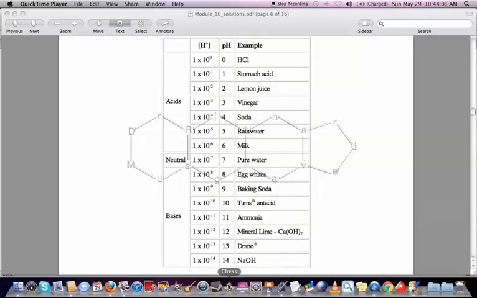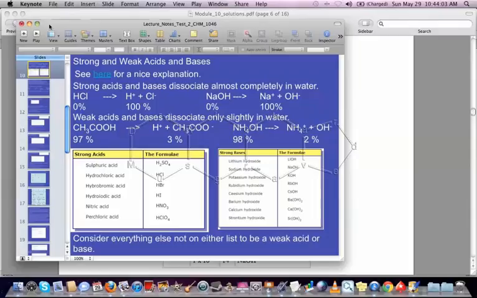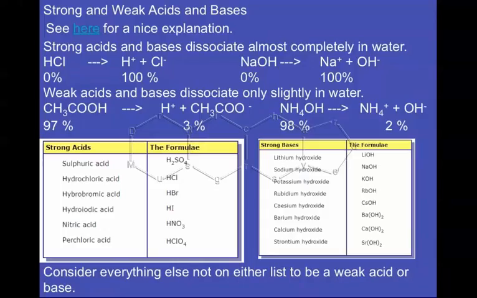Let's take a look at how we know when acids are strong and weak, or when bases are strong and weak. The strong acids, or the ones we know that are strong, are these ones here: sulfuric, hydrochloric, hydrobromic, hydroiodic, nitric, and perchloric. The reason we call these strong is that when we put them into water, like HCl, after it's put into water, there's 0% of HCl left, and it's all become H plus and Cl minus, 100%. That's what defines a strong acid.